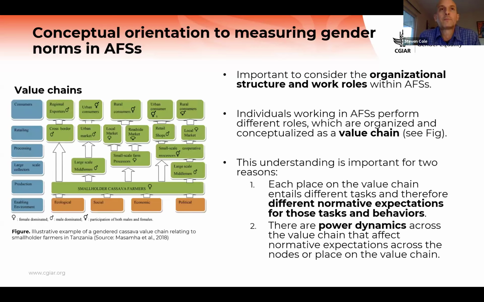So when measuring gender norms in agri-food systems, it's important to take into account the organizational structure and work roles within agri-food systems. As most of you are aware, individuals perform different roles in agri-food systems, and these are organized and conceptualized as a value chain. Each step or node in the value chain entails carrying out different tasks, and there are normative expectations for those tasks and associated behaviors. Power dynamics too exist across the value chain that impact on normative thinking on what roles and tasks within which nodes in the value chain should be carried out by whom. Next slide, please.